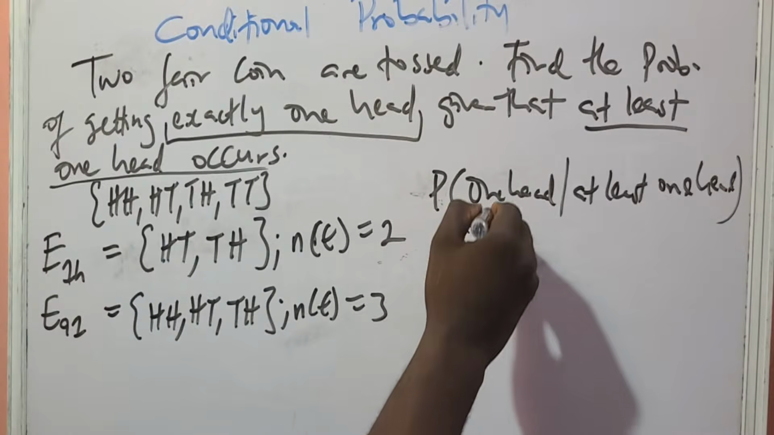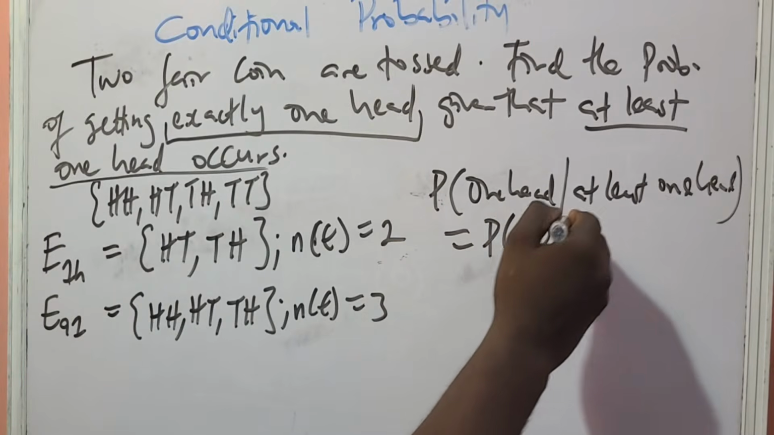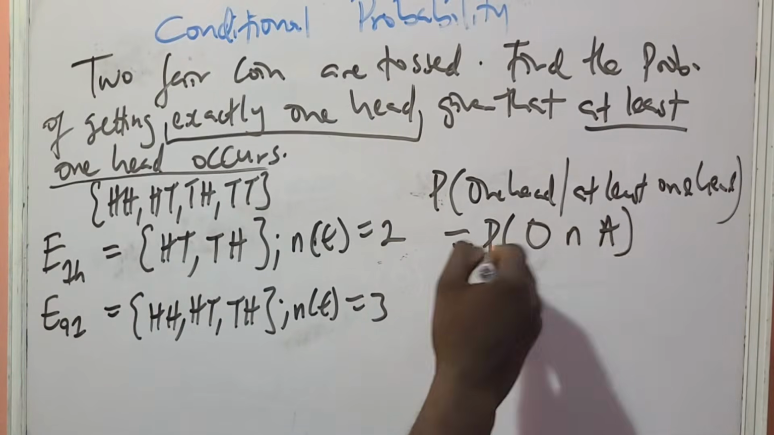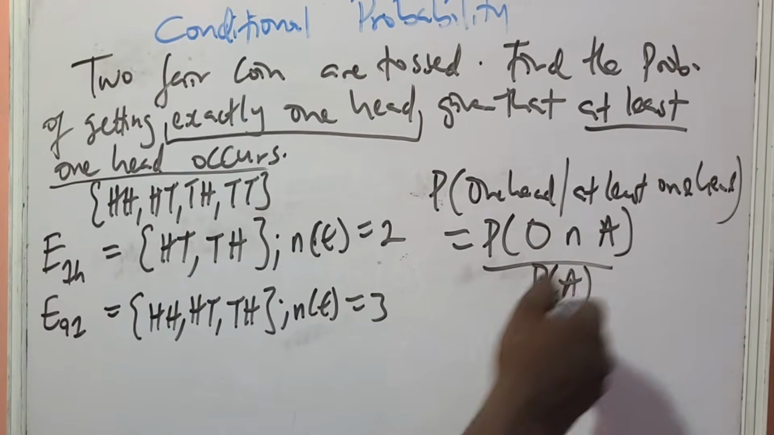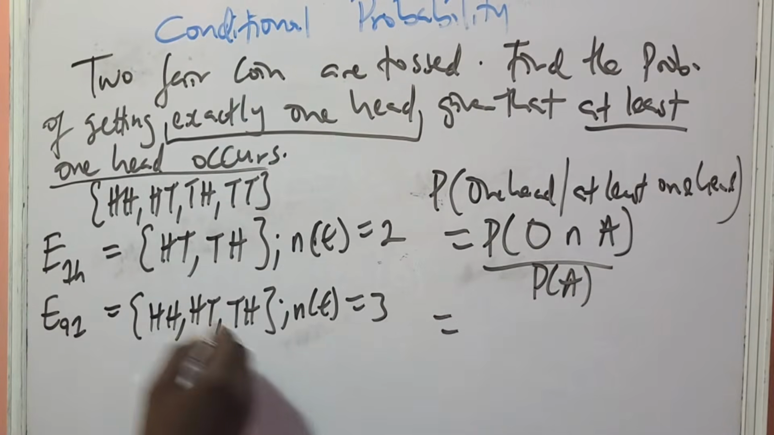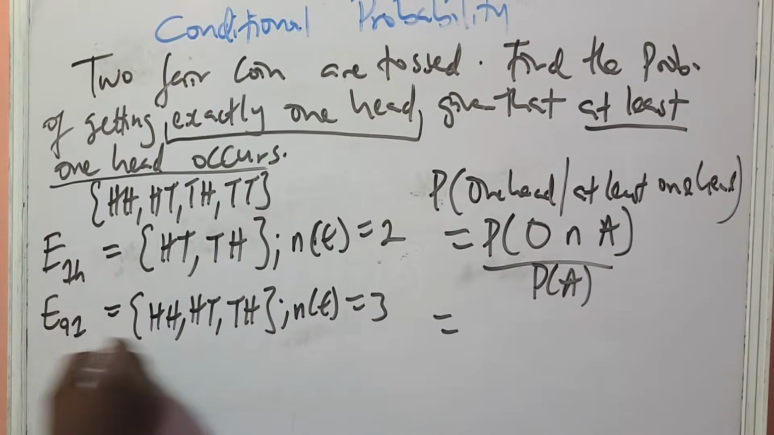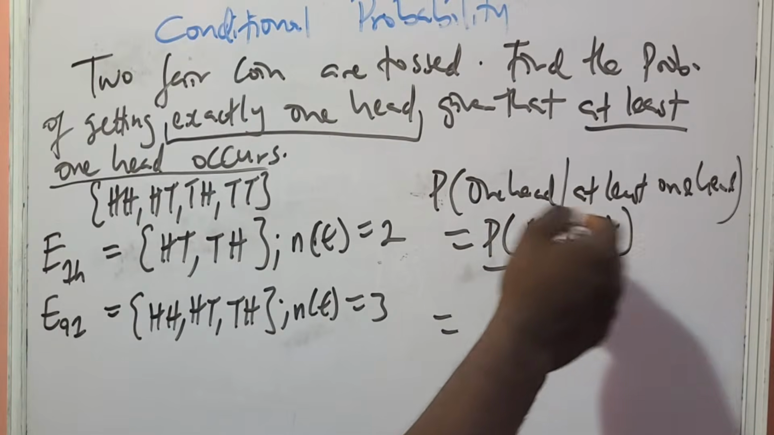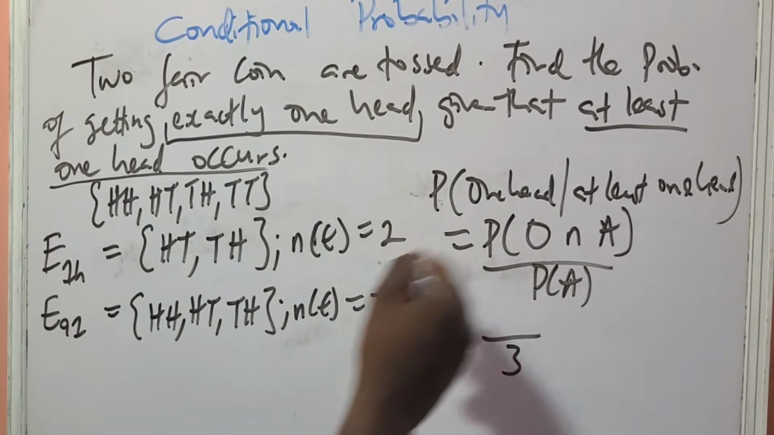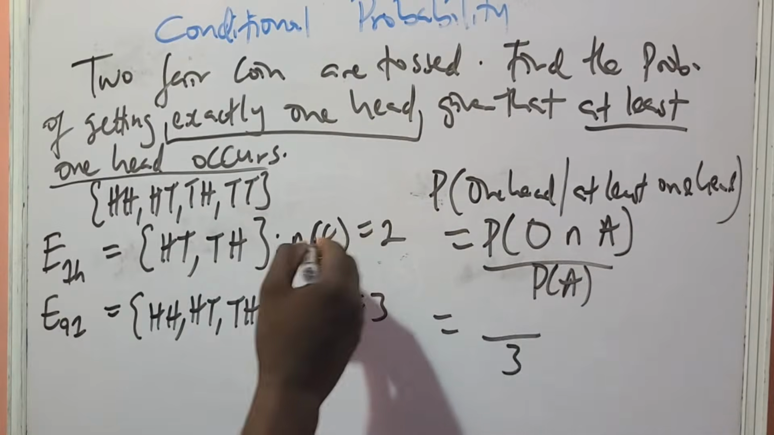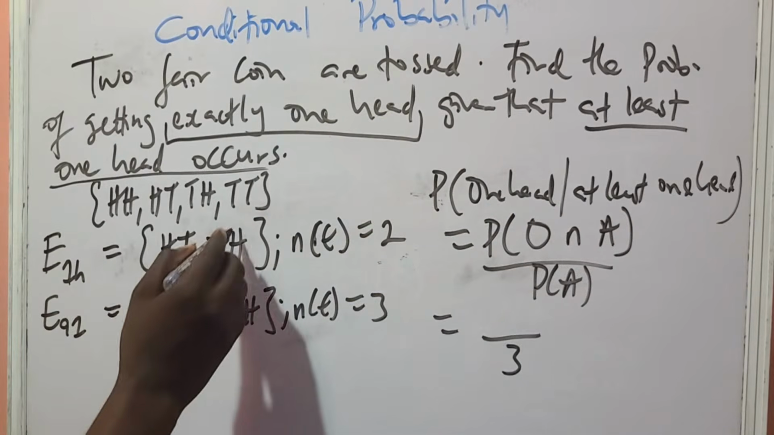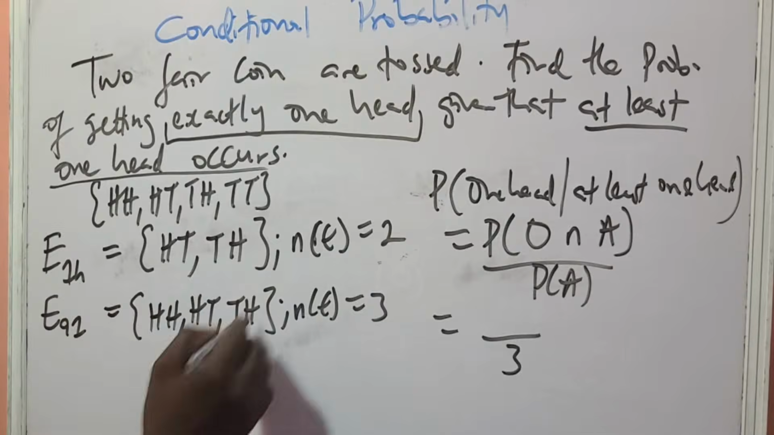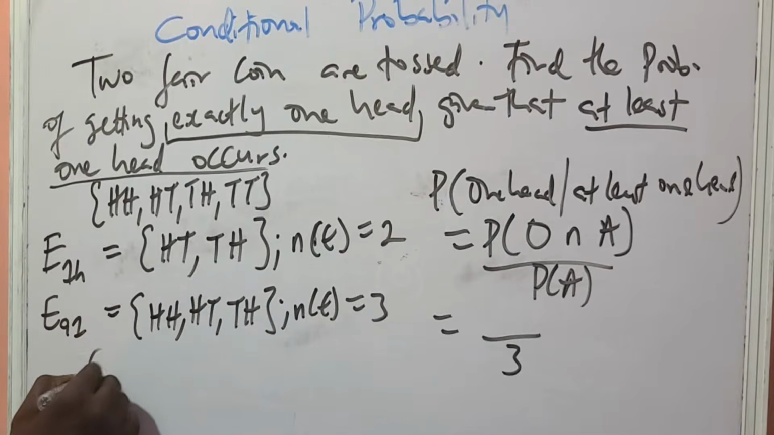Of course, this will be the probability of exactly one head intersection at least one head, over the probability of at least one head. What's the probability of at least one head? At least one head, we have 3, so that will be over 3. The sample space will be over 3. Now, the intersection between at least one head and exactly one head. Look at it here. Exactly one head. This is it. At least one head. This is it. What's the intersection?